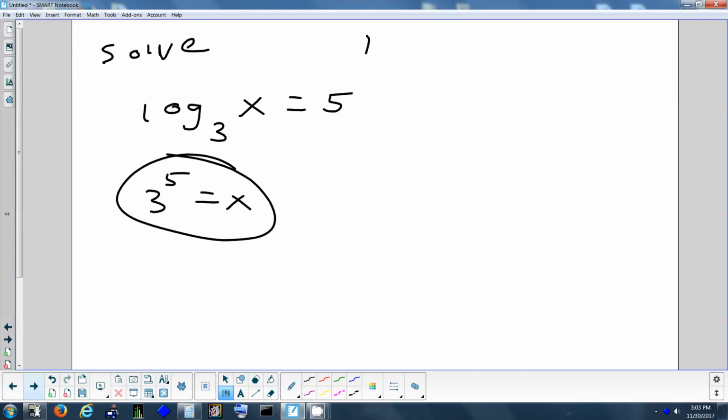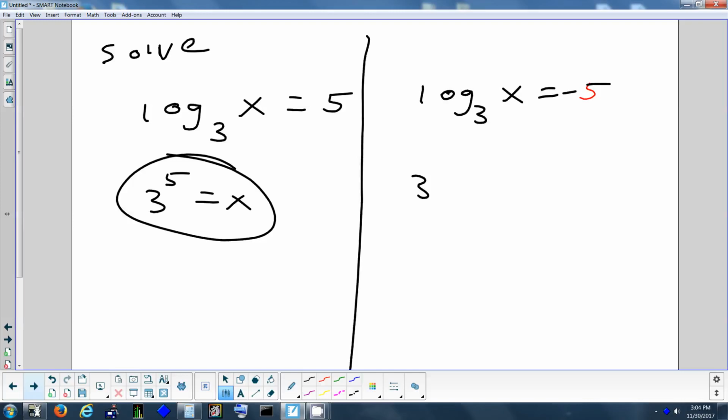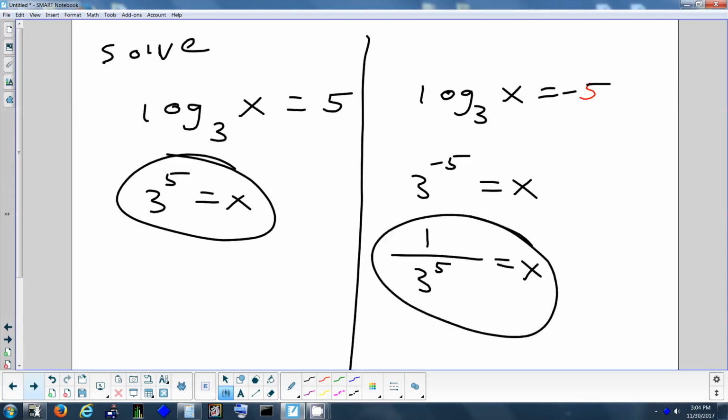Now, what if you had one like this? If we go through and start to set it up, we pretty much get the same thing, but what does 3 to the negative 5th mean? You put it all over 1, and that makes the exponent turn positive. Anytime you have a negative exponent, the 3 to the 5th would be in the bottom. So the answer to that is 1 over 243.